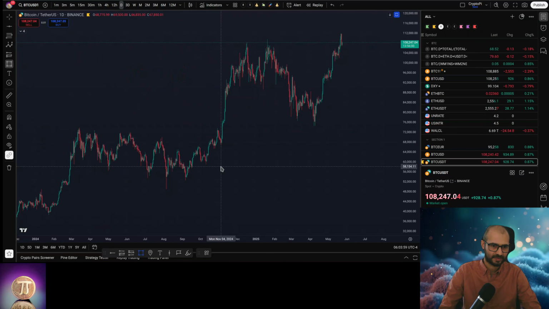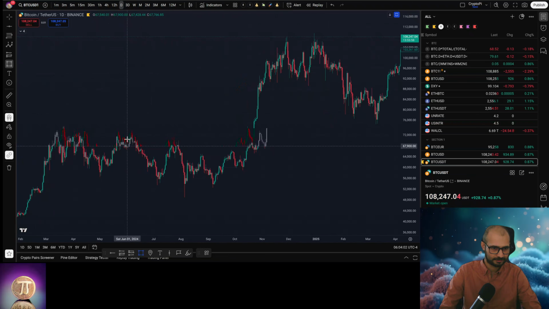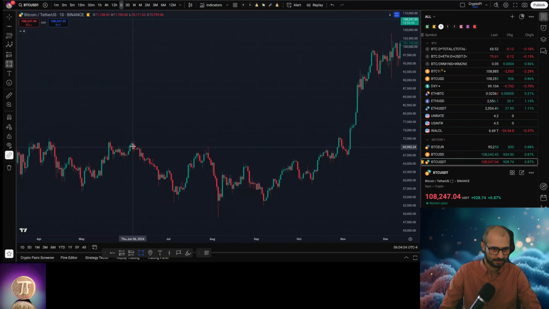Let's say over here, in this case, this is where the downtrend began. This was a slight pullback or pull up, and here would be the order block.